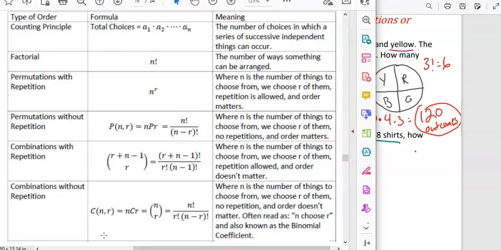If we refer to the booklet, it is the last formula on this page. Combinations without repetition: n factorial over r factorial times n minus r factorial, where n is the number of things to choose from, we choose r of them, no repetition, and order doesn't matter. It's often read as n choose r, and also known as the binomial coefficient.